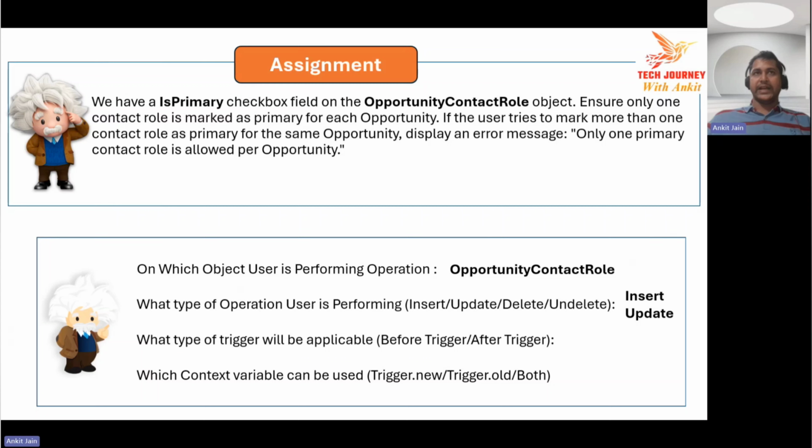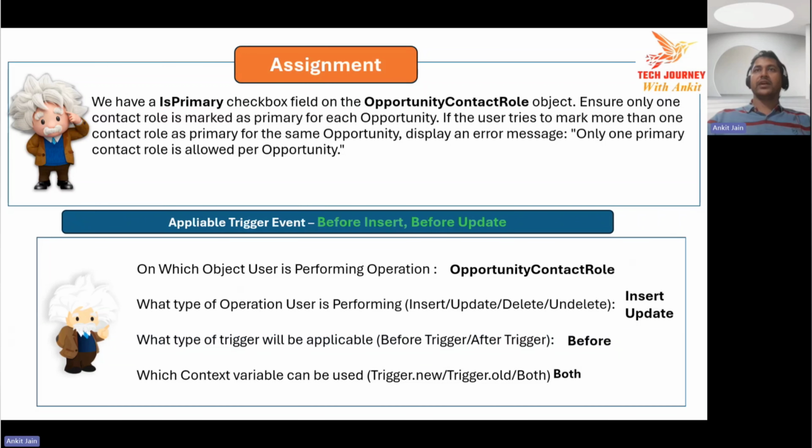Again, you have to perform the validation. So here you will go for the before trigger. And the context variable, again, you are using both insert and update. So for the insert, you will be using the trigger.new, and for the update, you will be using the trigger.new and the trigger.old map. This will help you to define what all the different applicable events for your problem statement.